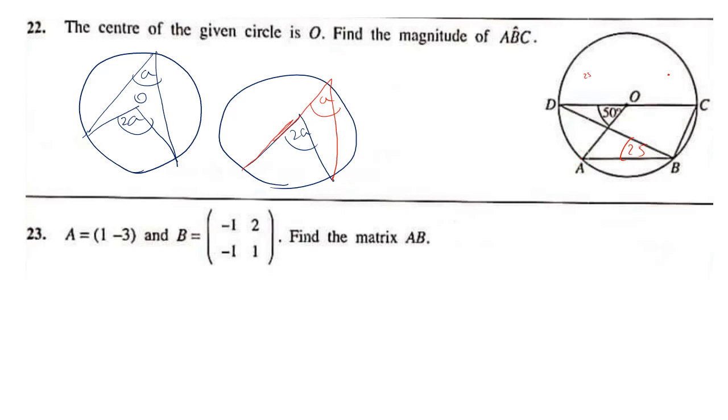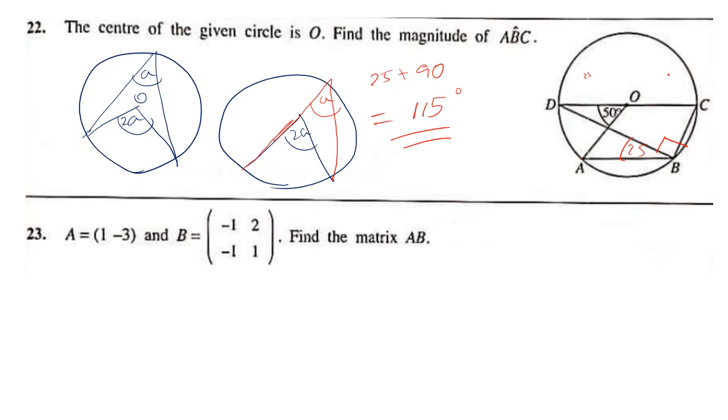Right, then you know, this is actually 90 degrees because DC is the diameter. The diameter subtends 90 degrees on the circle, right? And also, you know, the angle of a semicircle is 90 degrees. It's a right angle. Therefore ABC is 25 plus 90, so this is equal to 115 degrees.